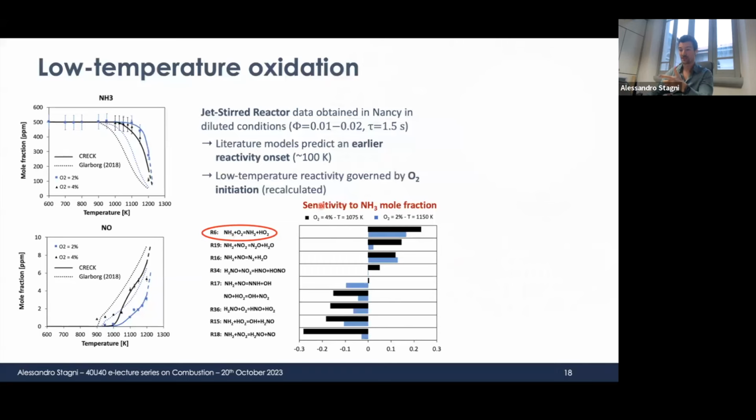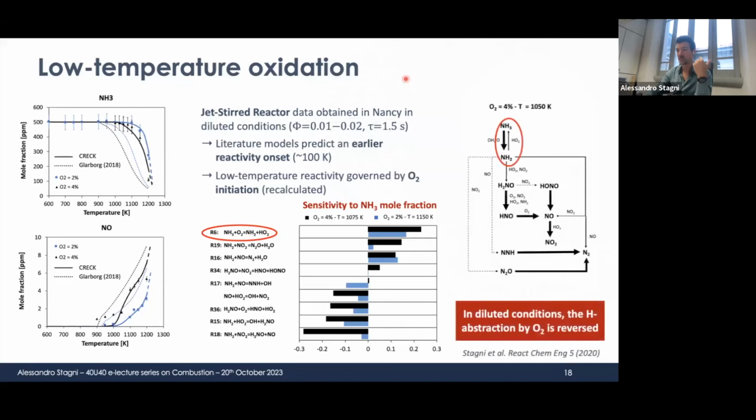If we see here the sensitivity to ammonia mole fraction, the positive bars don't favor the consumption, while the negative bars favor the reactivity. We can see that, interestingly, this reaction has a positive effect on ammonia mole fraction, so a negative effect on reactivity. This could sound counterintuitive, why initiation should go in the opposite direction than reactivity. Well, the reason is that this is an equilibrated reaction, and if we have very lean conditions, we have an accumulation of HO2. So for equilibrium reasons, the reaction goes in the opposite way.